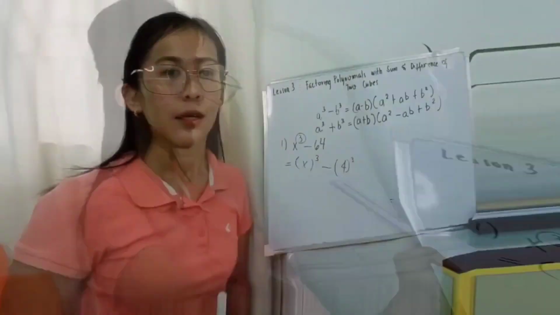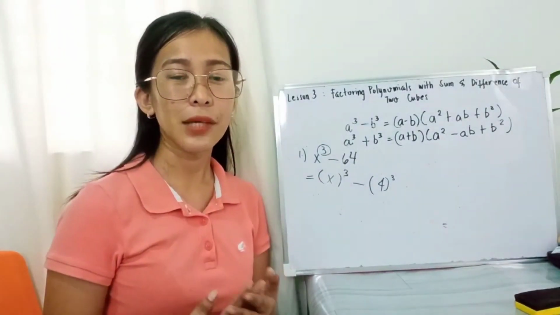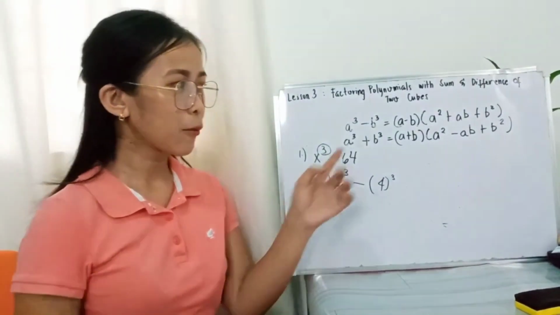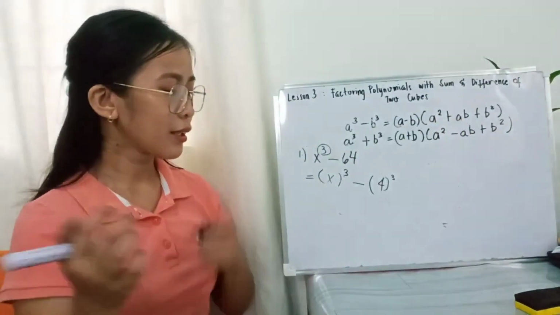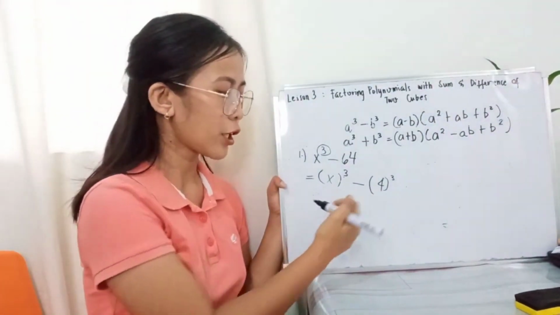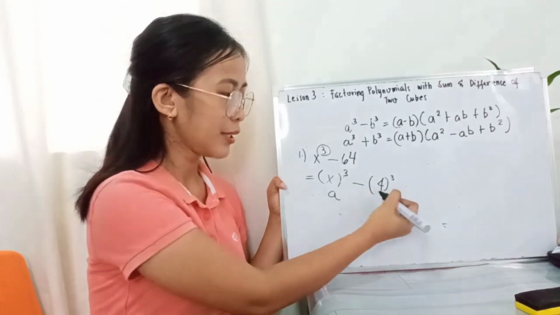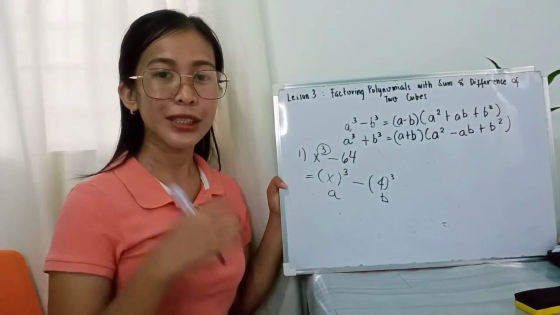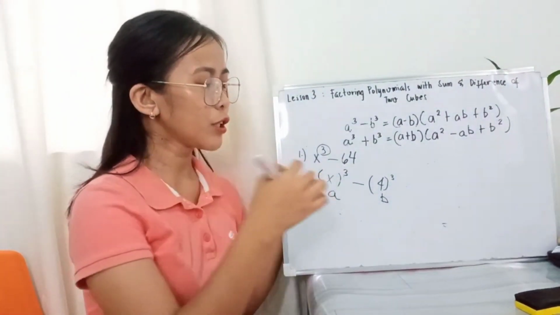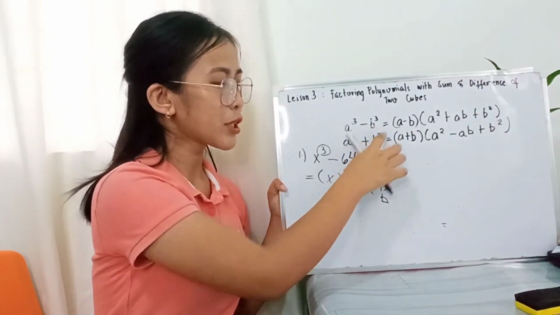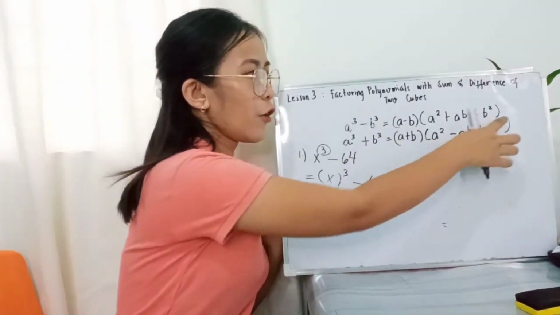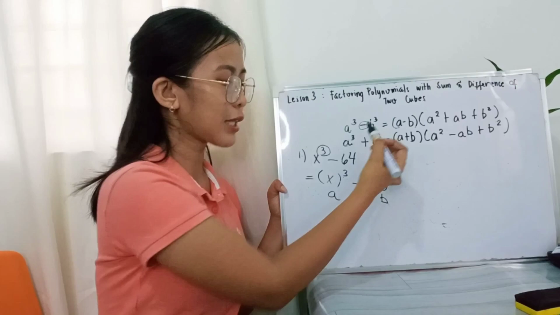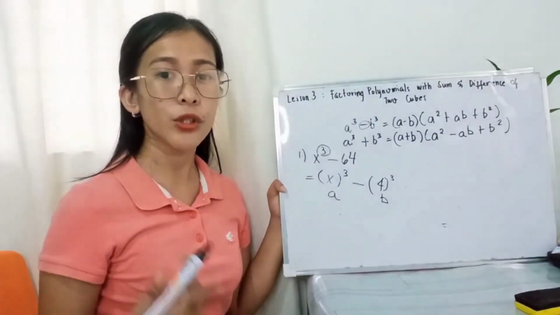Trace ko lang. And then, for the next step, madali lang din to. Kukopyahin lang natin to. And then, etong x tsaka 4, sila lang yung magiging a tsaka b. So, palagi nyo yung tatandaan, okay? What we are going to do is to just substitute a and b to this form, kasi nandito tayo sa difference of two cubes, right?